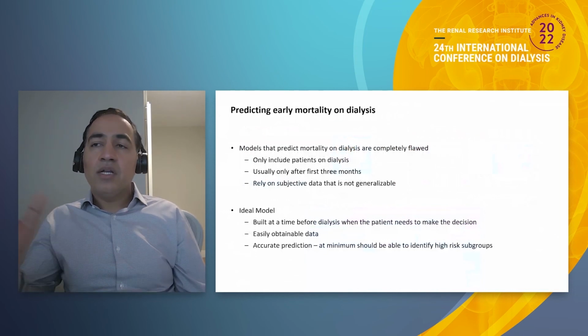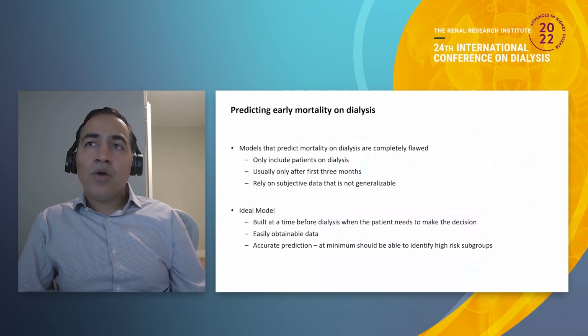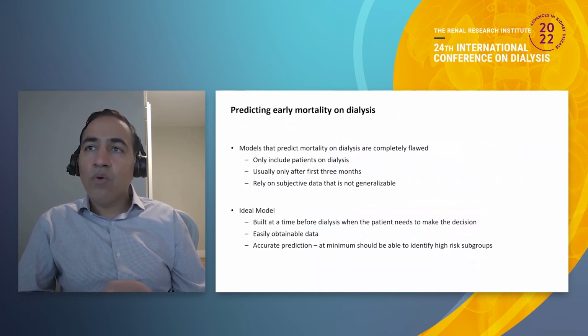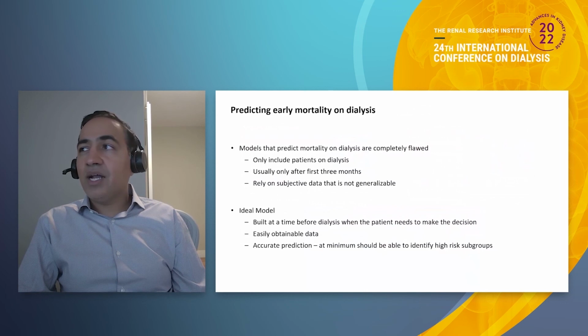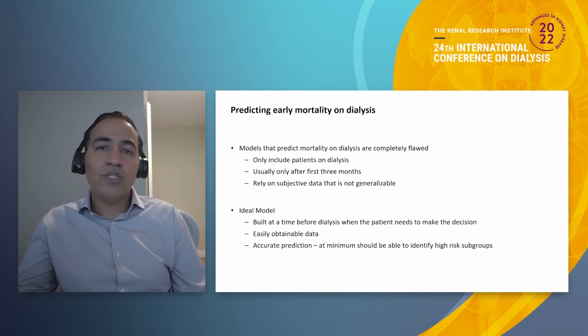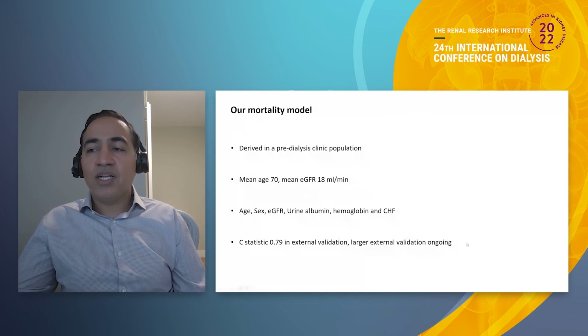So finally, let's get to the patient who's approaching dialysis. So I think the current models that predict mortality on dialysis are completely flawed. They only studied patients who were already on dialysis, typically after the first 3 months, and they rely on subjective data that's not generalizable, like the surprise question. We thought that an ideal model could be built at a time before dialysis. So when a patient's GFR is about 20, when you need to make the decision. And we rely again on easily obtainable data and try to get an accurate prediction.